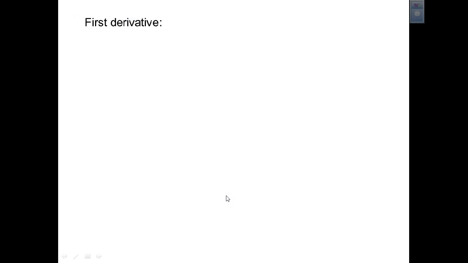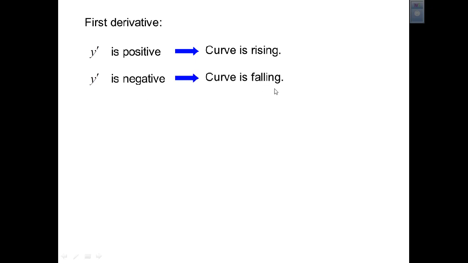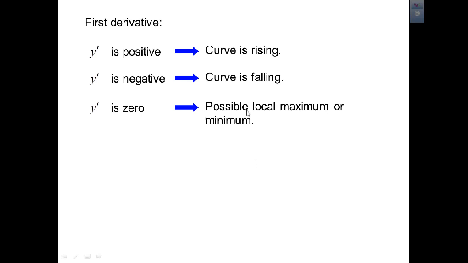For example, the first derivative: if we know that y prime is positive, we know that the curve is rising. We know that y is increasing. Y prime positive, y increasing. If y prime is negative, then we know that the curve is falling, or y is decreasing. If we know that y prime is 0, then we have a possible local maximum or minimum. And the same thing is true if it's undefined: we have a possible local maximum or minimum.